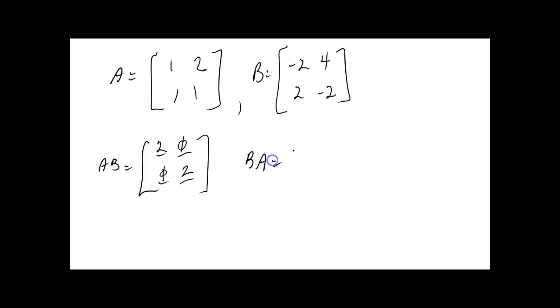Let's do BA. Again, it's going to be a 2 by 2 matrix. We're going to take rows by columns, so the 1, 1 entry, first row by first column, that would be minus 2 plus 4, which is 2 again.